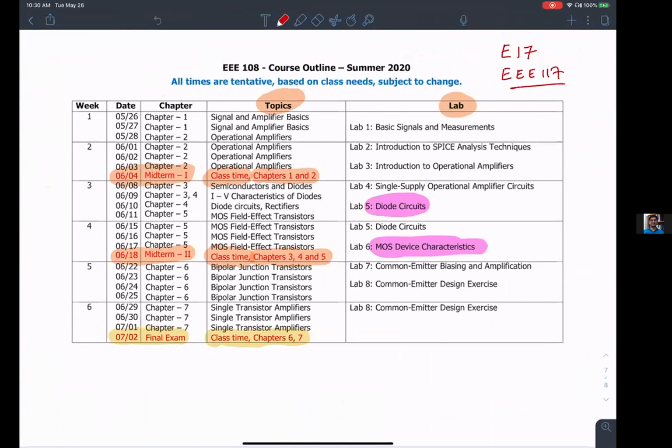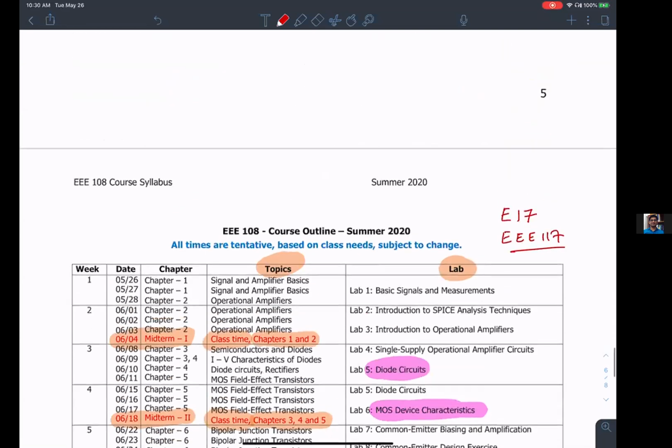Going off of your fundamental knowledge from engineering 17 and 117, we'll develop on that and understand electronic components that use semiconductor devices. Very interesting topic, that uses MOSFETs, BJTs, and diodes.